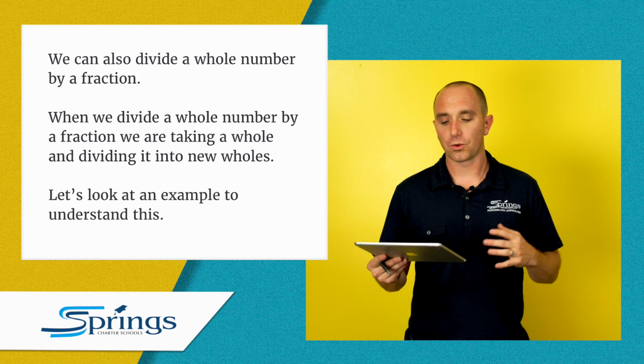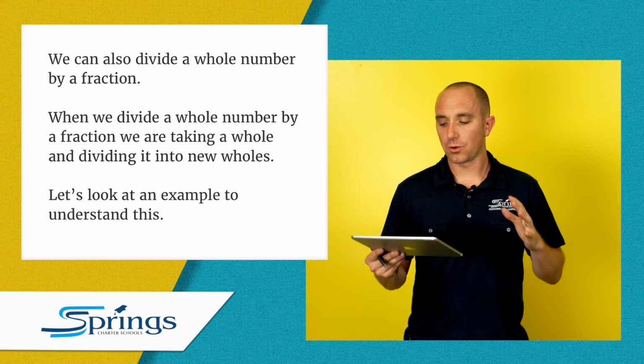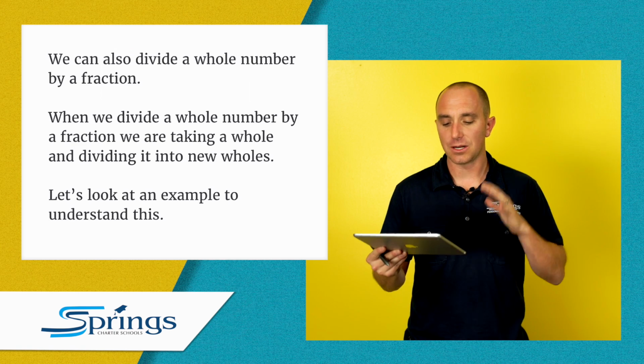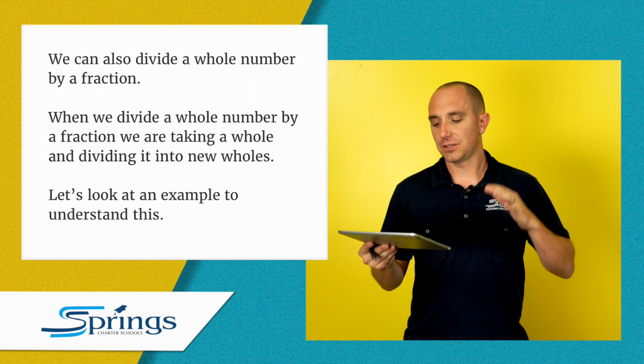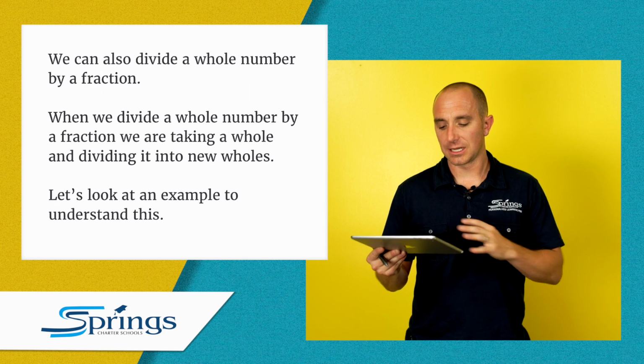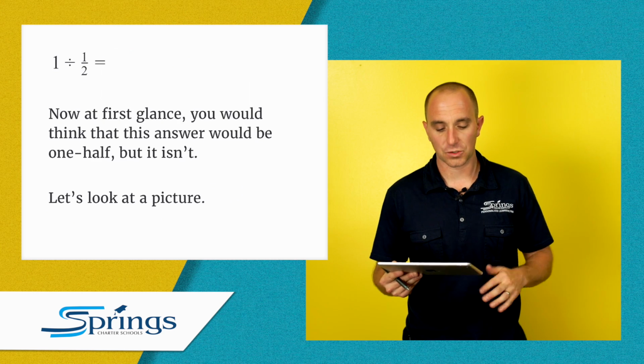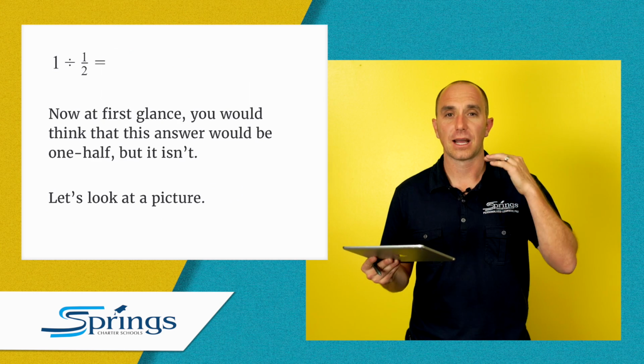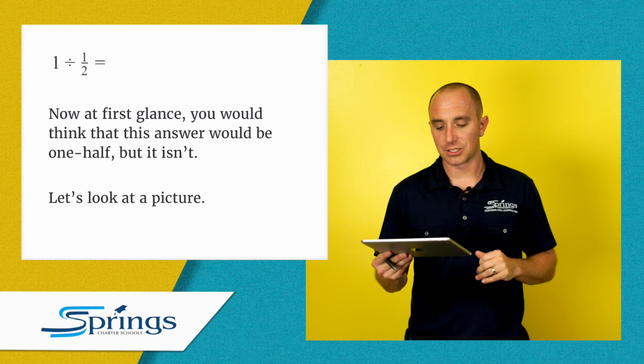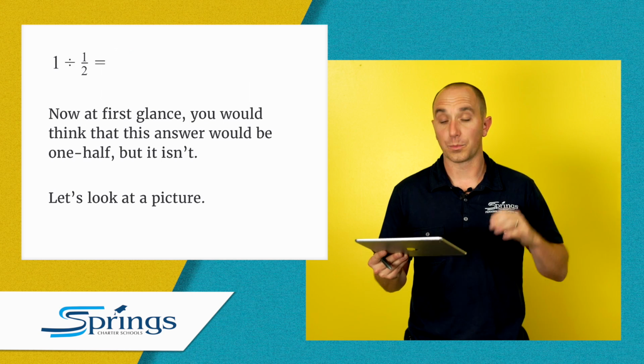Okay, now let's divide a whole number by a fraction. We can also divide a whole number by a fraction. When we divide a whole number by a fraction, we're taking a whole and dividing it into new wholes. So let's look at an example to understand this. We have 1, and we're going to divide it by half. Now at first glance, you would think that this answer would be 1/2, but it isn't.